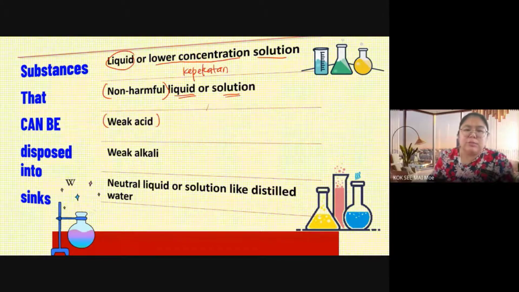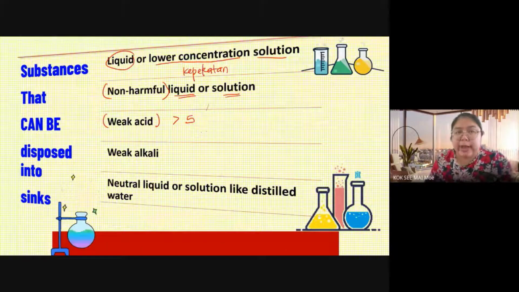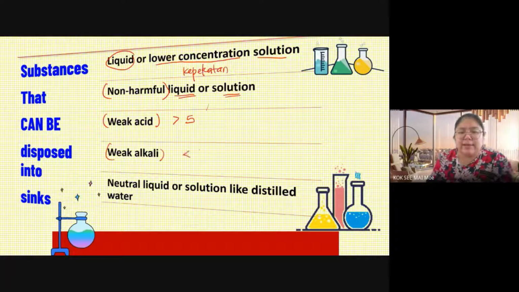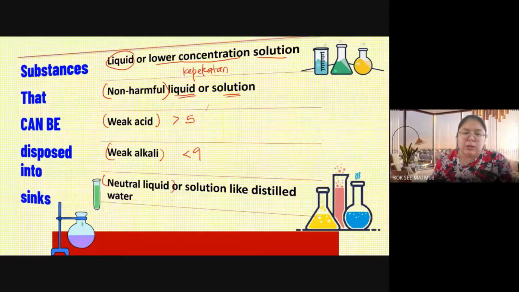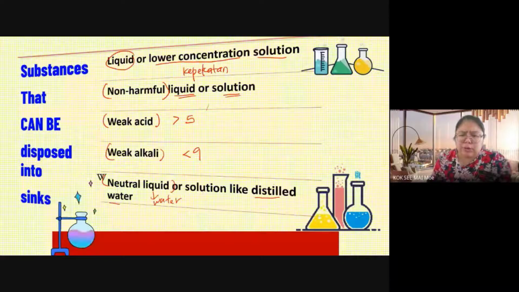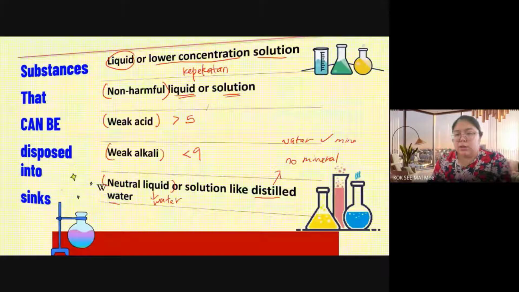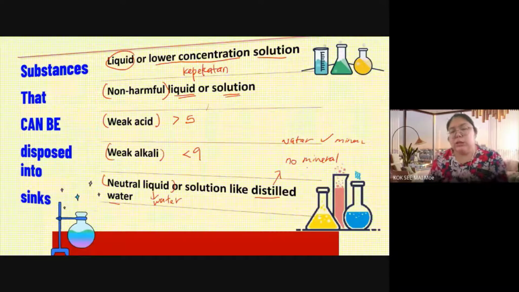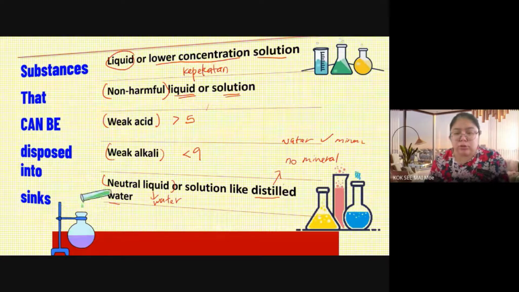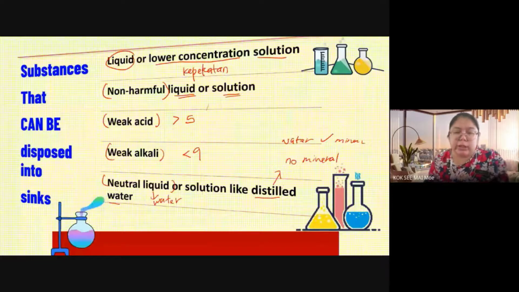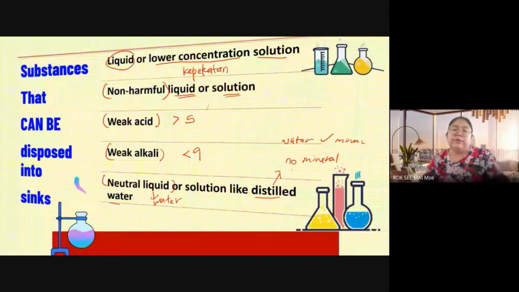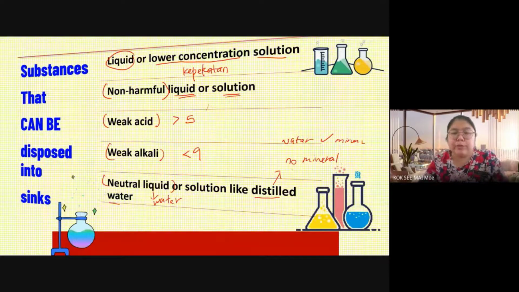Okay, weak acid. Weak acid means pH number more than 5. And weak alkaline means less than 9, kurang daripada 9, the objects that we can throw in. Neutral liquid, for example water, or a solution like distilled water. Distilled water and water, what's the difference? Distilled water means no minerals. Semua mineral sudah tak ada, it has been filtered. Normal water, what you drink, has other minerals. This one with no minerals we call distilled water. Distilled water is normally used for experiments because we don't want minerals to react. Tak mau tindak balas, so we use it as an isolate. So from here we know which ones we can put straight into the sink and which ones we cannot.